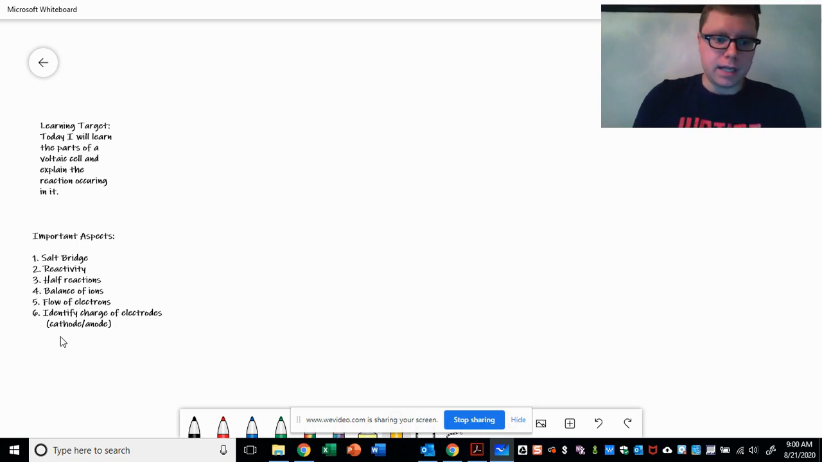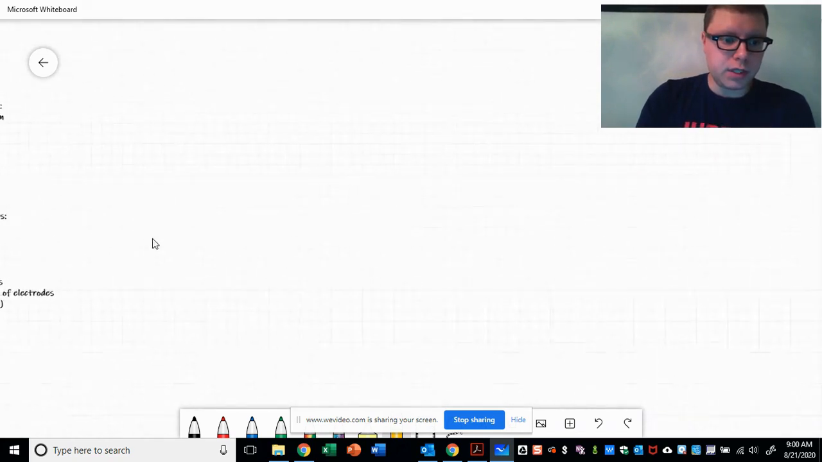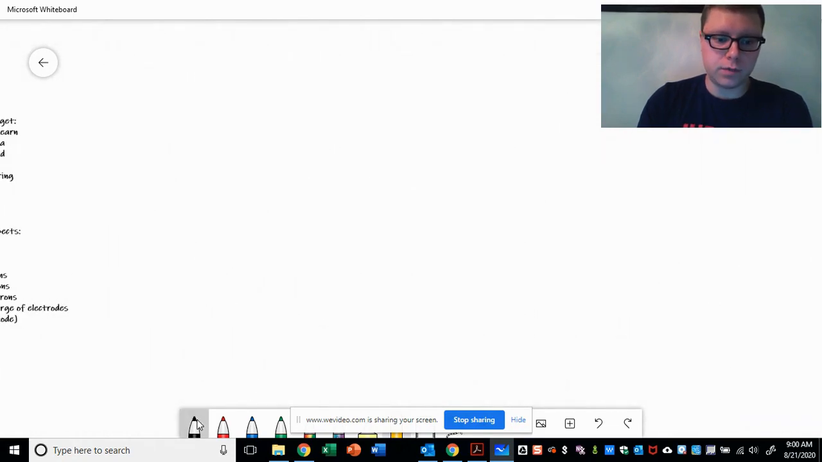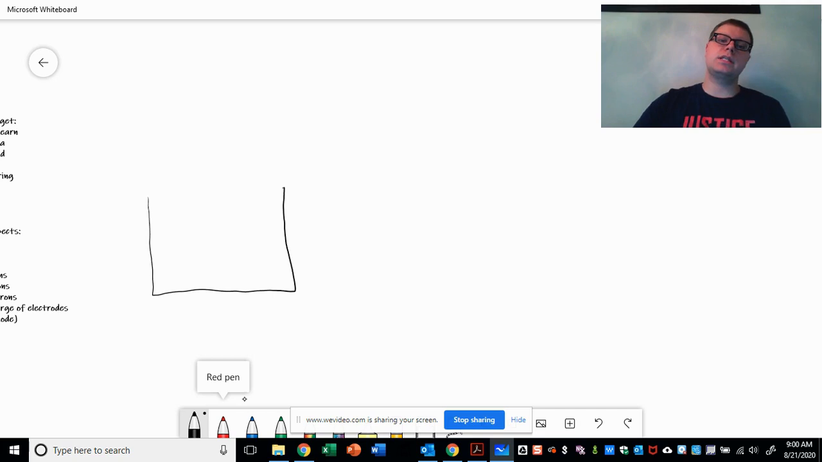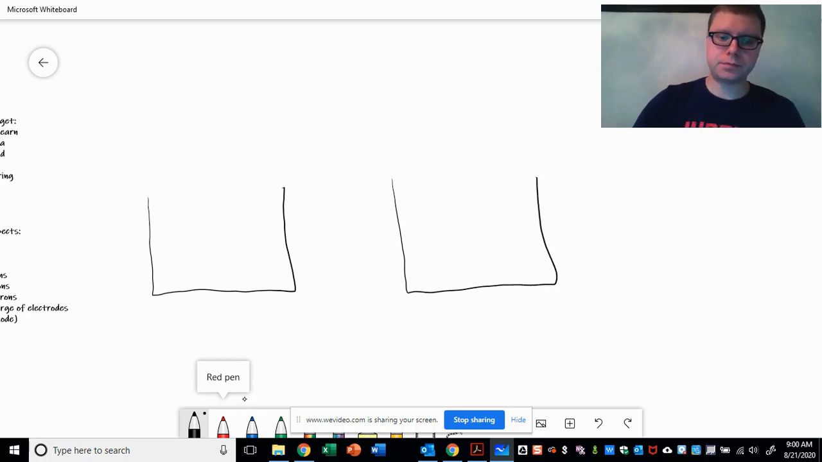Okay. All right, so I'm going to just push this to the side for right now as we diagram out what we're going to do. First, we're going to start with a container. This container can be a beaker, it can be any kind of glassware, really. And then we're going to put it side by side with another container.